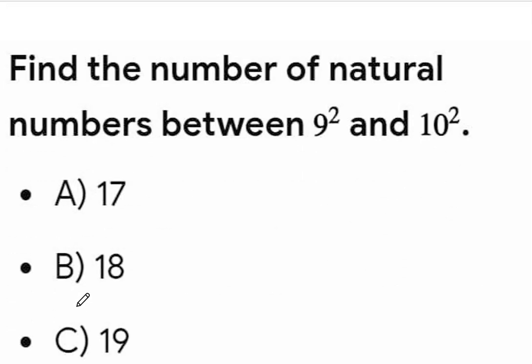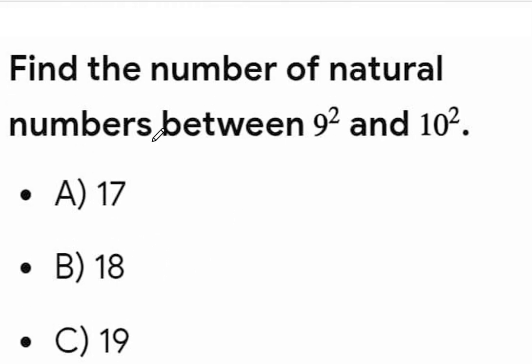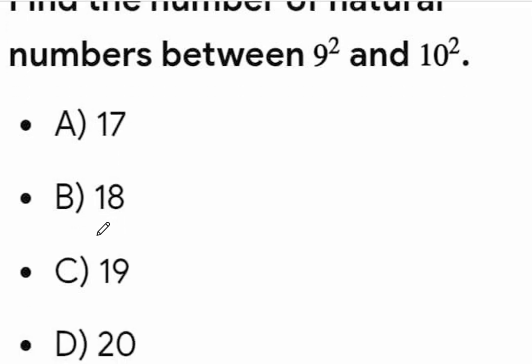So third one, find the number of natural numbers between 9 square and 10 square. So here there is a formula to find the number of natural numbers between 9 square and 10 square. How many numbers are there in between 9 square and 10 square? There are 4 options given. Option A is 17, option B is 18, option C is 19, and option D is 19. So between 9 square and 10 square, you can easily count. But there is a simple formula to find this.